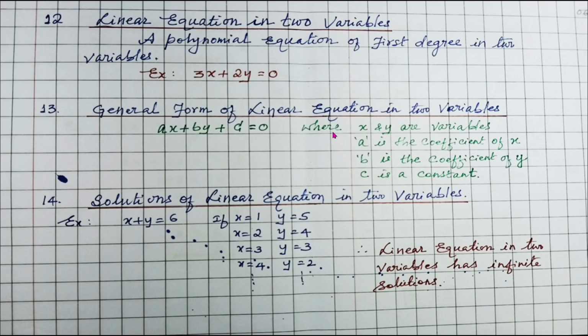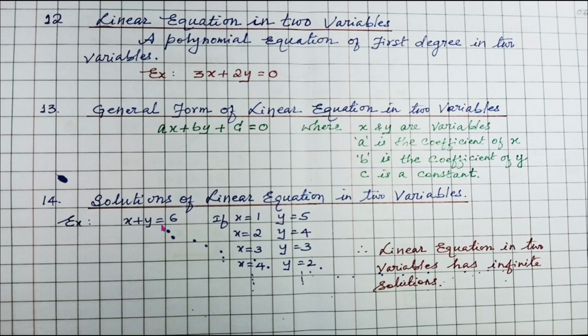Now the general form of a linear equation in two variables is ax plus by plus c equal to 0. Please remember this, ax plus by plus c equal to 0. There are two variables here. The general form is ax plus by plus c equal to 0, where a is the coefficient of x, b is the coefficient of y, and c is a constant, and that is the general form, a very important relation to remember. Now solutions of linear equation in two variables.